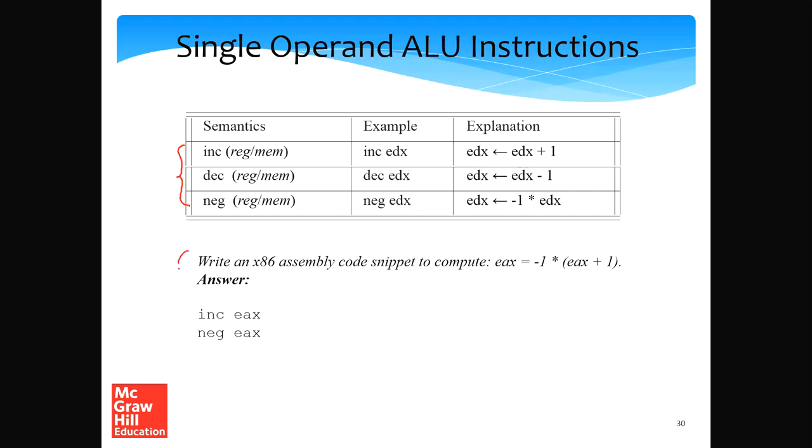So let's consider an example. Nothing is complete without it. Let's write an x86 assembly code snippet to compute EAX equal to -1 times (EAX plus 1). Since the value of EAX is changing, we first increment EAX, which means setting EAX to EAX plus 1, and then we call neg EAX, which means multiplying EAX plus 1 by -1.